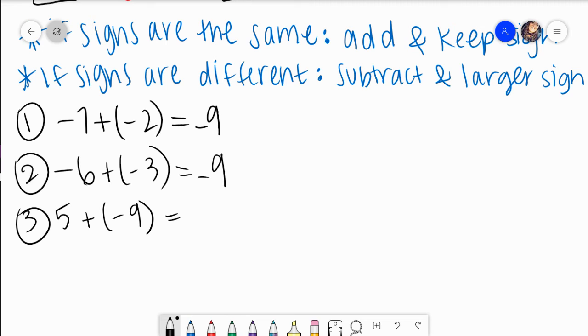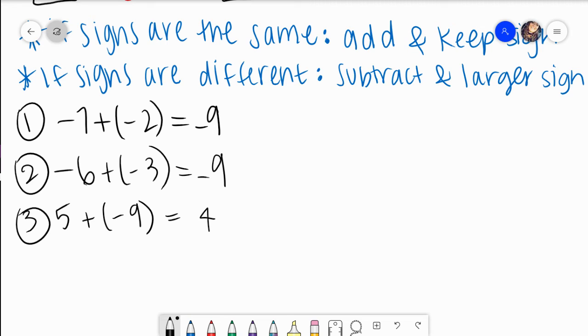But thinking about my rules, are their signs the same or different? Well, my 5 is positive and my 9 is negative. So those are different. My rule tells me to subtract. Just look at the numerical values. 9 minus 5 is 4. Keep the sign of the larger.